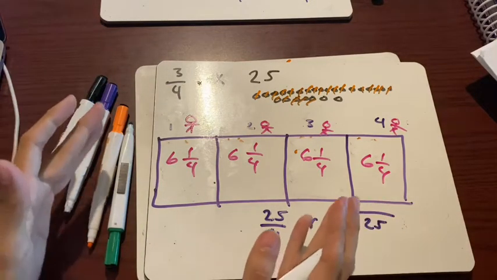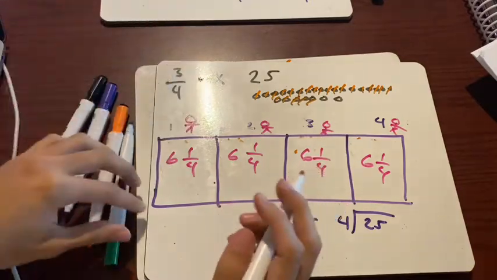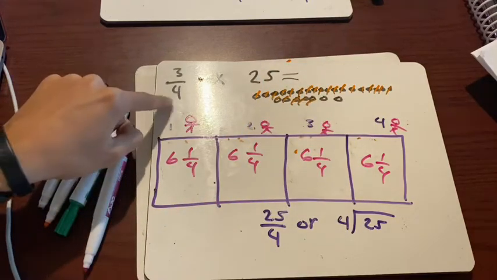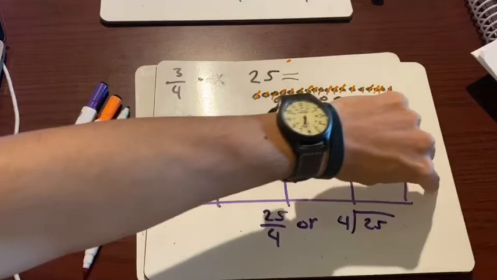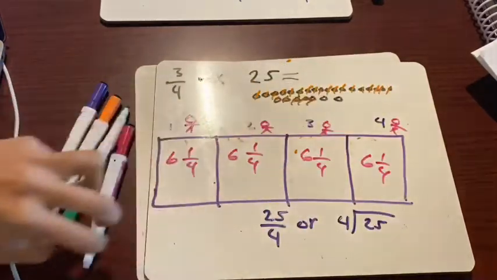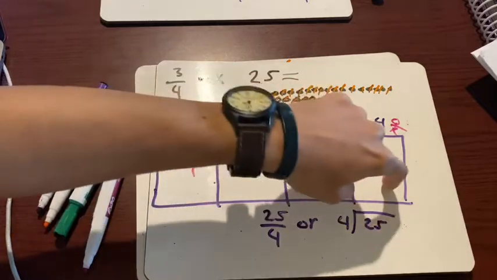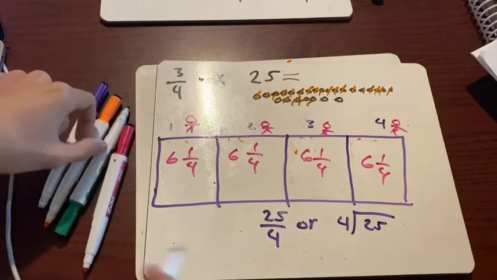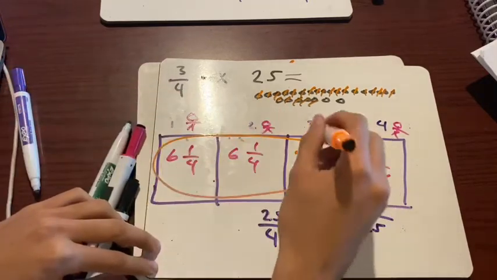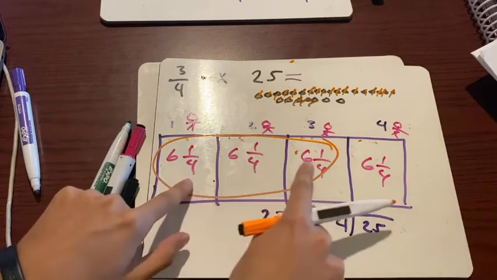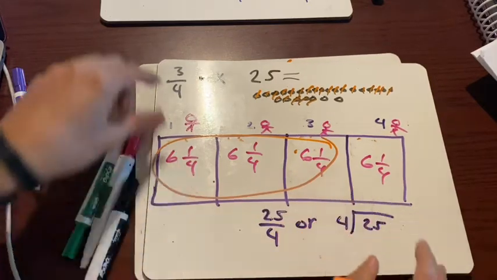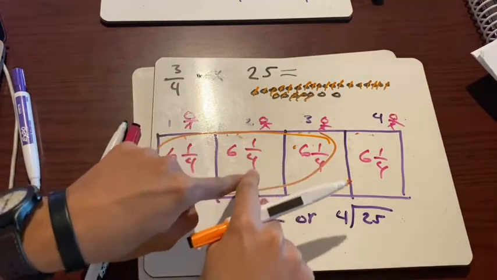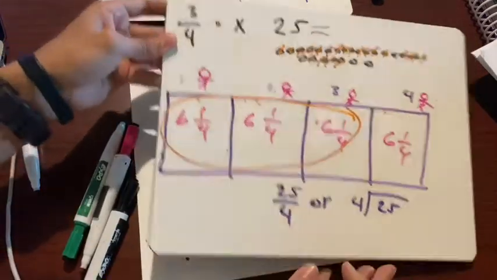And now look, now I have it perfectly because now I can solve my question. 3/4 times 25. Well, again, remember, if this is your whole, did your friend grab the whole? Did your friend grab all of the 4 pieces? No, they grabbed how many? They only grabbed this many. So now, what can we do? We can add it up, right? 6 wholes and 1/4 plus 6 wholes and 1/4 plus 6 wholes and 1/4. I'm gonna do that right here.